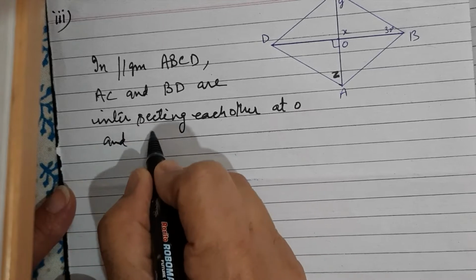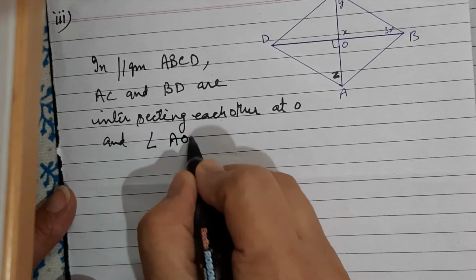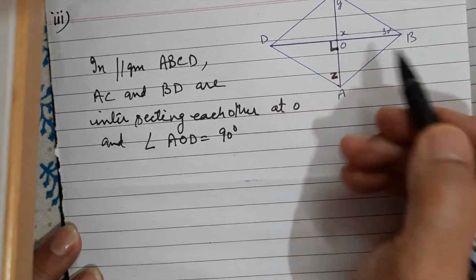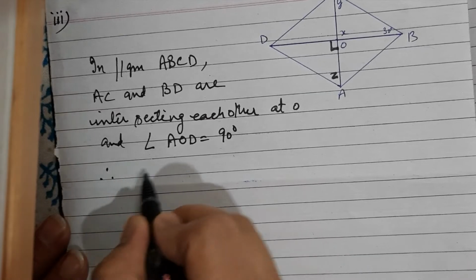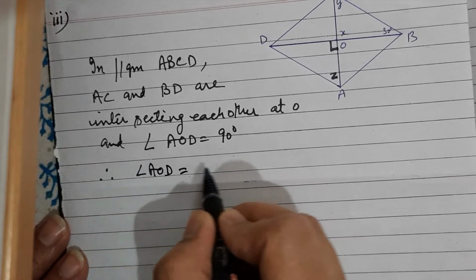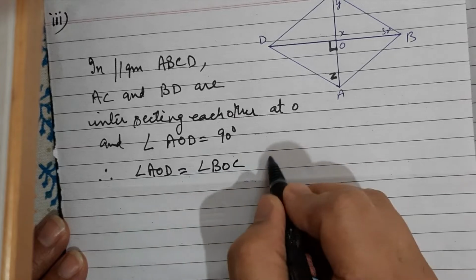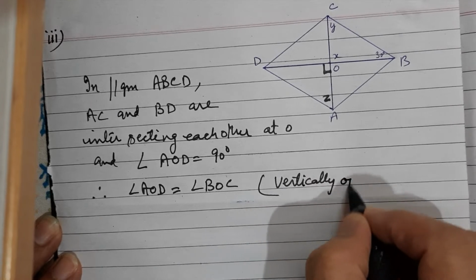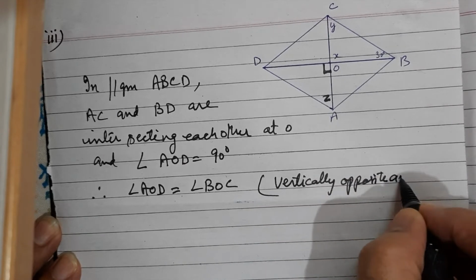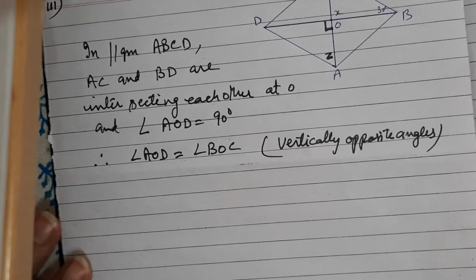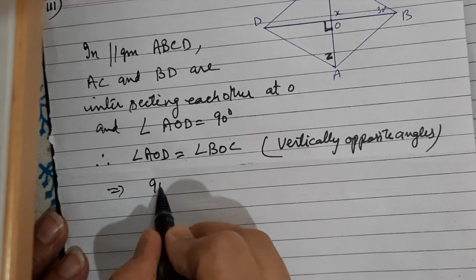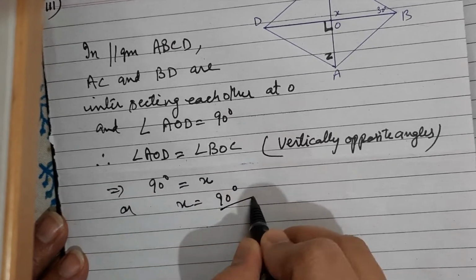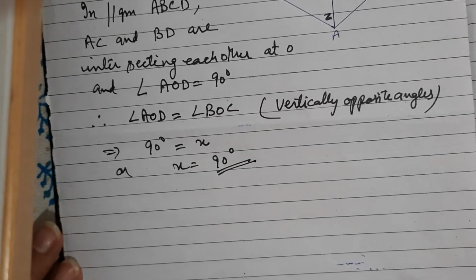and angle AOD is equal to 90 degrees. This marking says 90 degrees, perpendicular. Therefore, angle AOD is equal to angle BOC. They are vertically opposite angles. This implies 90 degrees is equal to x, or x is equal to 90 degrees. So one value is there.